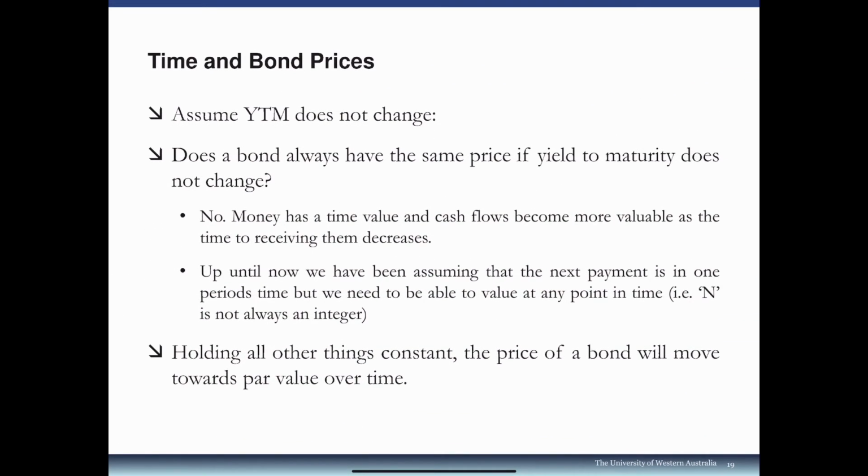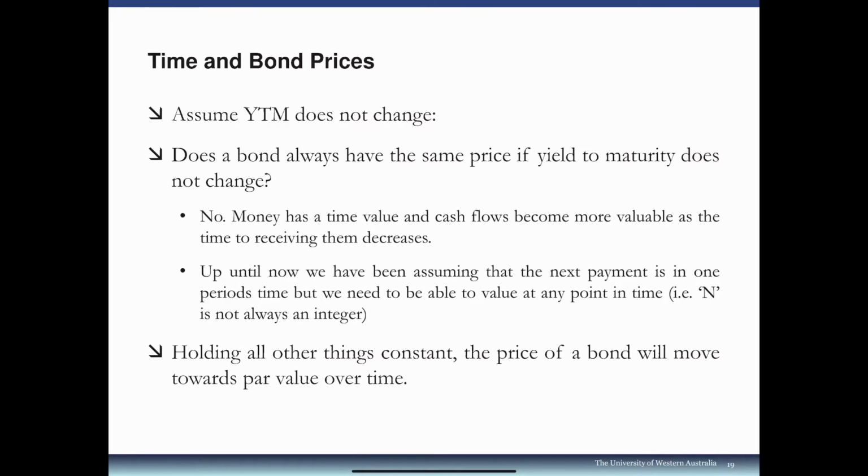All right. So time and bond prices. Assuming the yield to maturity, the investor's expected rate of return, does not change, does the bond always have the same price? So let's say company A issued a bond yesterday and the bond price was say 1,000, and the bond is going to be maturing in 10 years time. 1 year later, do you expect the bond price to be the same as a year ago? Or 2 years ago? 3 years ago?